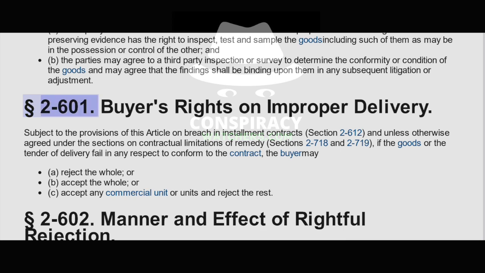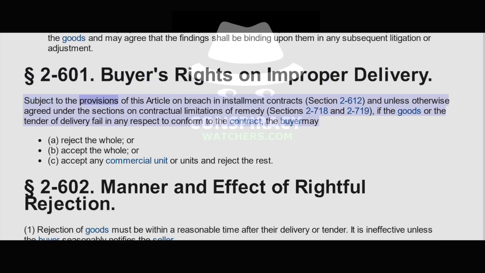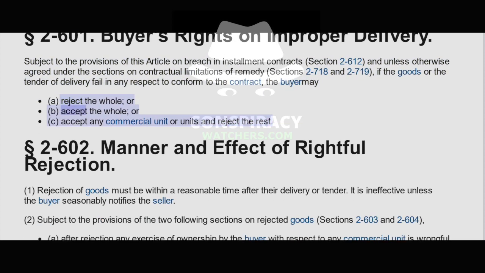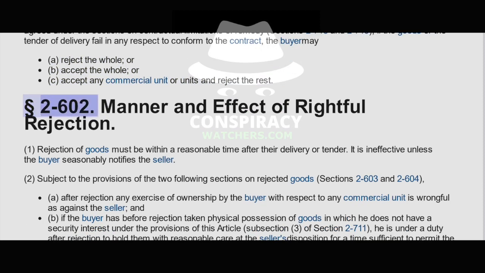Section 2-601. Buyer's rights on improper delivery. Subject to the provisions of this article on breach in installment contracts and unless otherwise agreed under the sections on contractual limitations of remedy, if the goods or the tender of delivery fail in any respect to conform to the contract, the buyer may reject the whole, or accept the whole, or accept any commercial unit or units and reject the rest. Section 2-602. Manner and effect of rightful rejection.